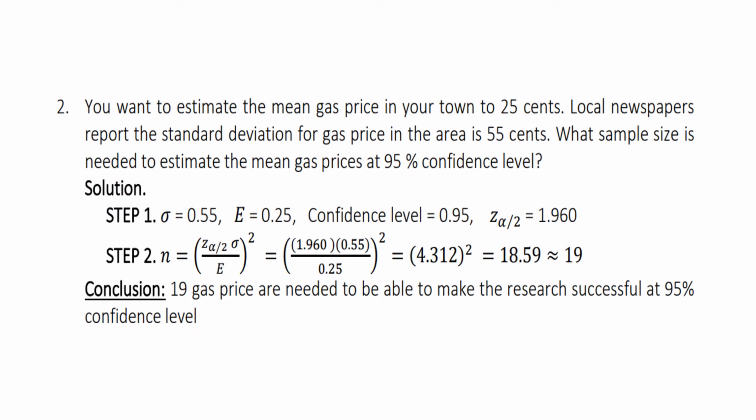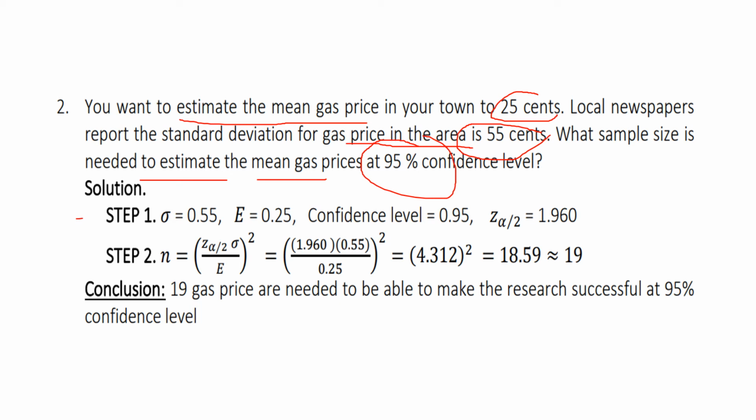For example number 2, you want to estimate the mean gas price in your town to within 25 cents. Local newspapers report the standard deviation for gas price in the area is 55 cents. What sample size is needed to estimate the mean gas price at a 95% confidence level?